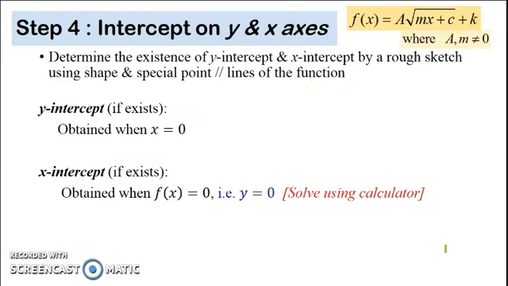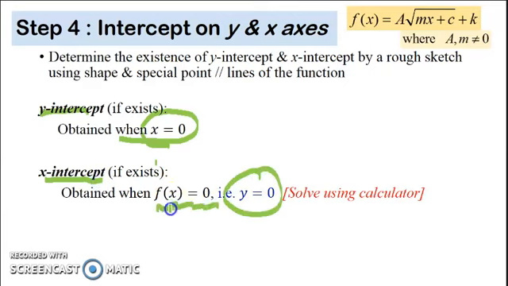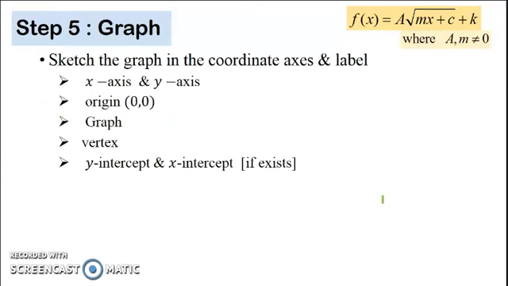Then step 4, we would like to decide the intercepts on the y and x axes. To determine the y-intercept, we substitute x equal to 0 into the function. To determine the x-intercept, we substitute y equal to 0, or we say the function f(x) equals 0. Usually I suggest that we solve this one using a calculator so that it will be faster. And then at last, we sketch the graph.